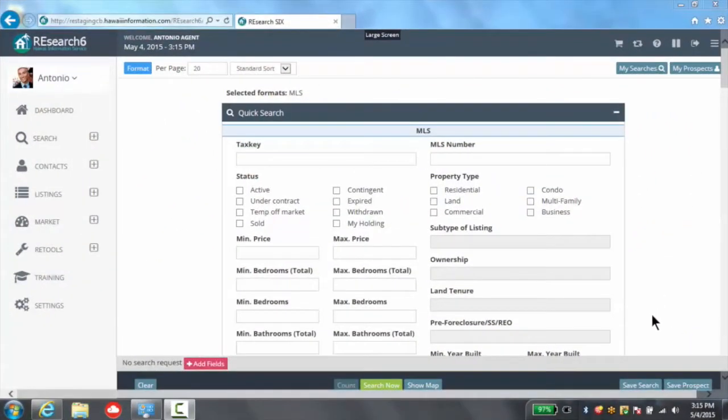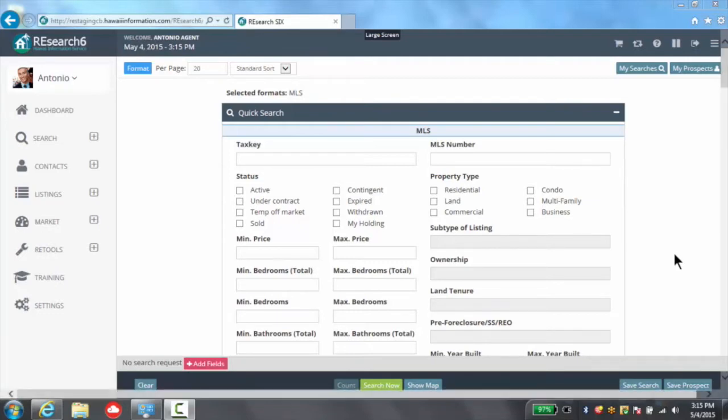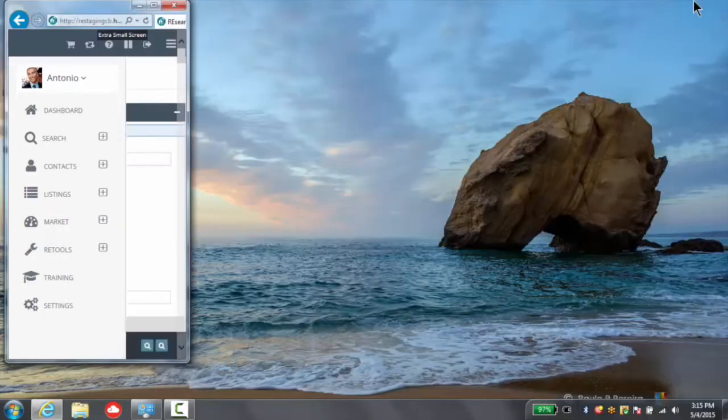Research has worked on all major browsers since Research 4.5. However, the developers at Hawaii Information Service have worked hard to make sure that Research 6 will work on all common devices: desktops, laptops, tablets, and smartphones.